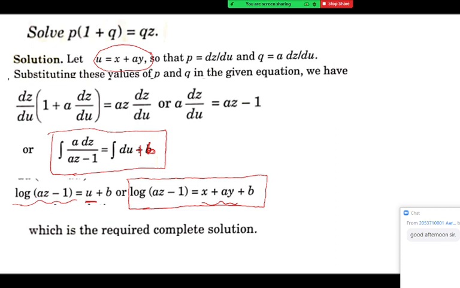So case 1: only p and q are there. In only p and q, we have z equal to ax plus by plus c as a solution, where f of a, b is 0. Case 2 is f of p, q, z. Whenever only p, q, z are there, we replace u as x plus ay, p by dz by du, q by a dz by du, and we get the answer. At the end, we just have to integrate it. So if you complete the writing, tell me. We'll move to one more question on this type.